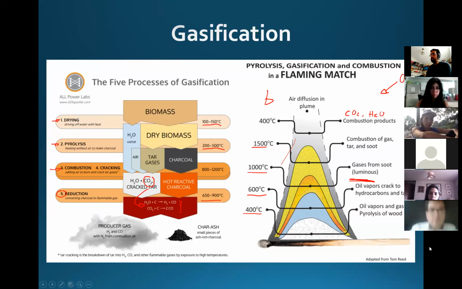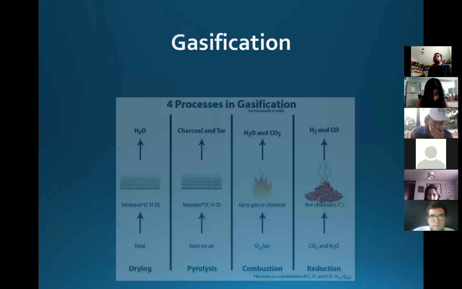Okay, any other questions before we continue? So the main products of this degasification are going to be the gases that we want, the produced gases, and some ash that is full of char, which is carbon in very small particles, but that carbon can be burned again. Okay, so these would be the four processes in the gasification, not in any particular order, just the processes.